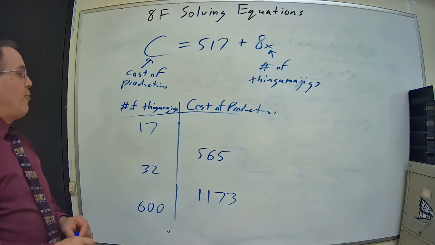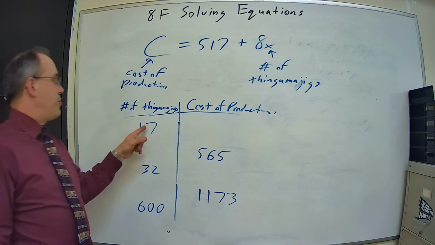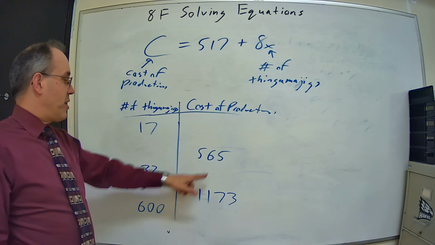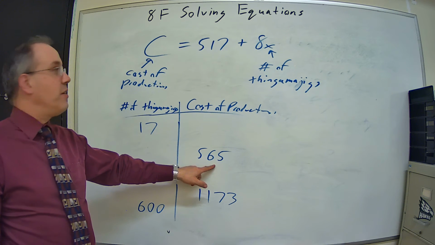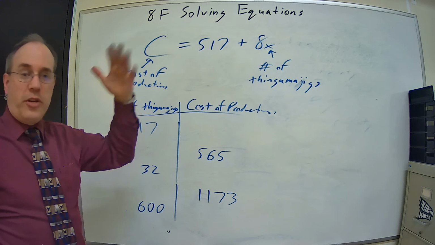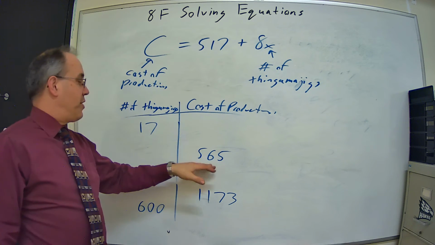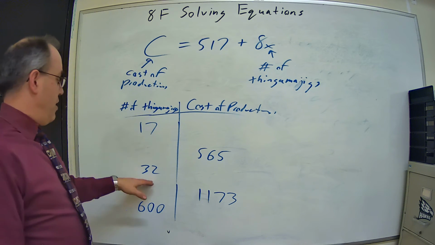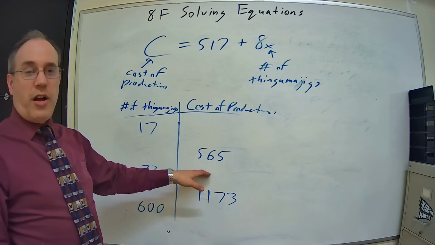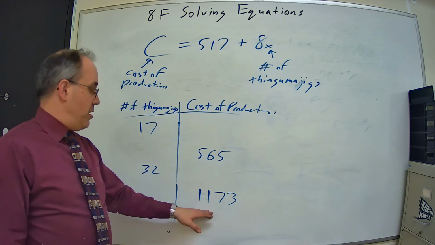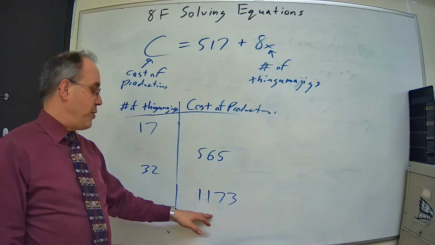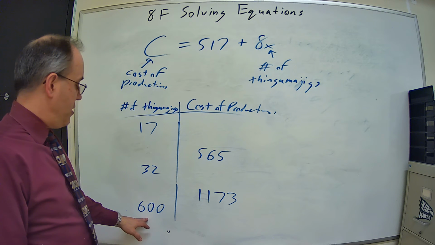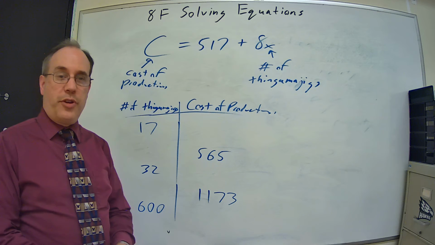Okay? So now we want to find out, if I produce 17 thingamajigs, what's my cost of production? If my cost of production is 565, and assume this is in dollars, but it could be in any unit, how many thingamajigs did we produce? If we produce 32 thingamajigs, what's our cost of production? If our cost of production is $1,173, how many thingamajigs did we produce? If we produce 600 thingamajigs, what's our cost of production?